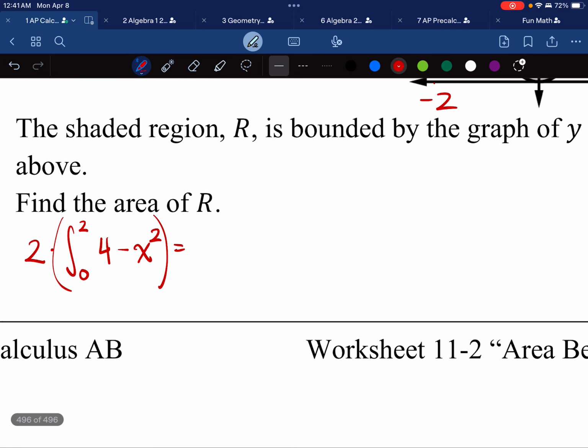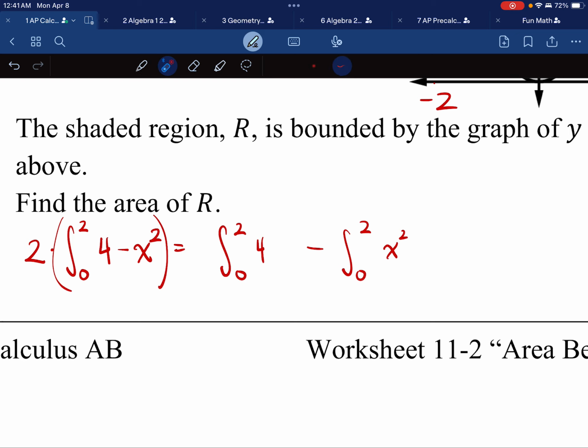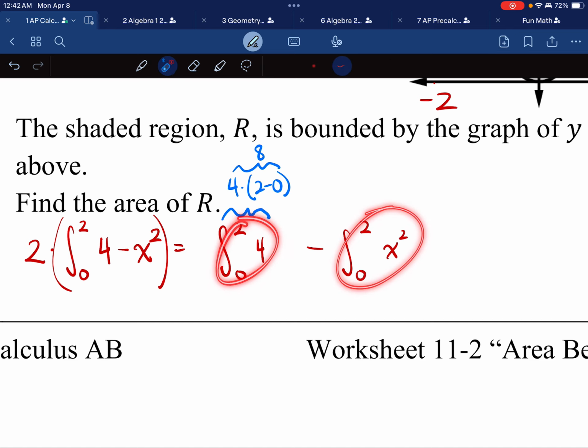For now, the inside: I have the integral from 0 to 2 of 4, and then I need to subtract the integral from 0 to 2 of x squared. Do I need to worry about the chain rule? No, because the derivative of x is just 1. This integral between 0 and 2 of 4 is a shortcut. It's 4 times the difference of the bounds, 2 minus 0. 2 minus 0 is 2, and 2 times 4 is 8. This whole thing right here is 8. So we know that this area is 8. We just need to find the other.